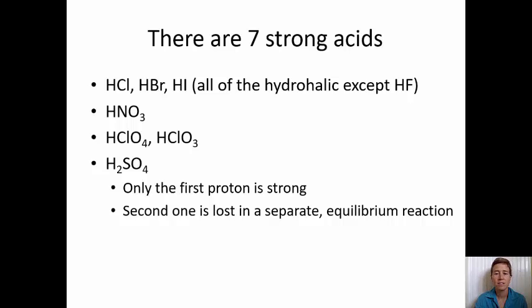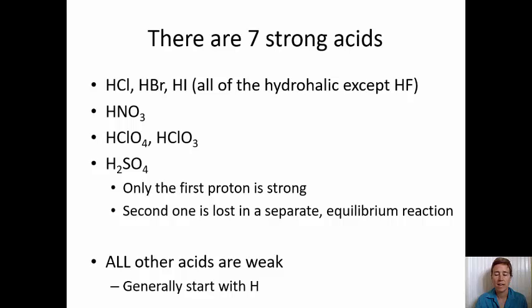So there's 7, not that many. You are responsible for knowing them. And then any other acid you see is weak. Remember, acids generally are written so they're H's first. You know how to name a whole bunch of them. Pretty much, remember all of those acids that came from any oxo anion. All of those other acids are going to be weak.